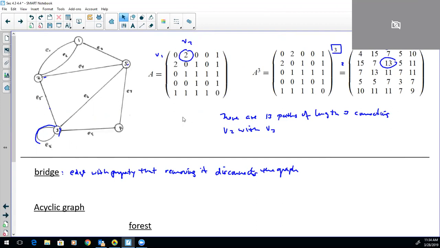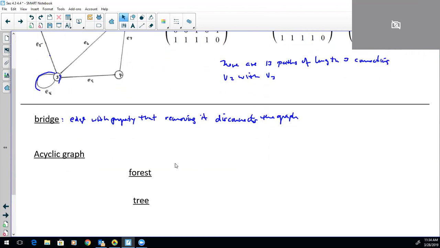If you threw out E7 and E9, that would disconnect the graph because 4 would be out on its own. So, okay, a bridge is an edge with the property that if you remove that one edge, you disconnect the graph.